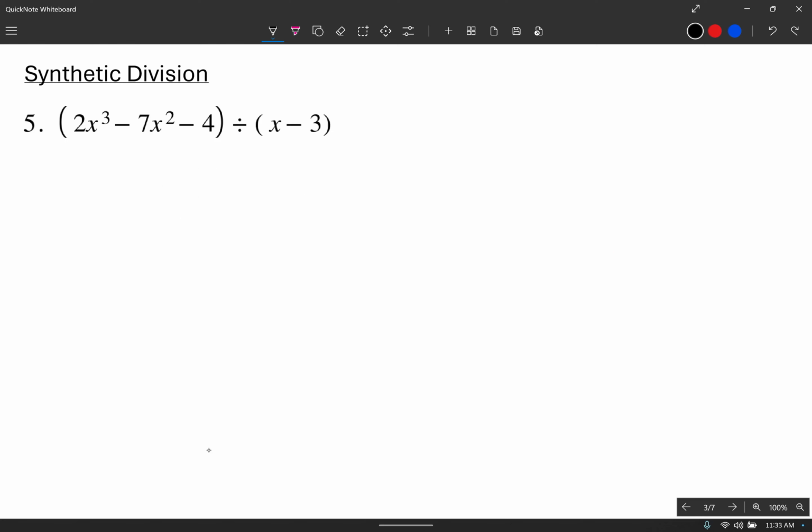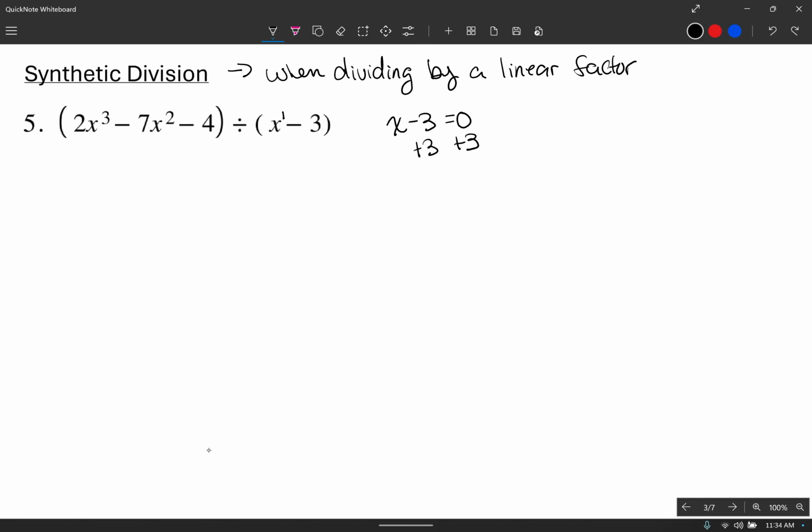Okay, let's talk about synthetic division. Now, you can only use synthetic division when dividing by a linear factor. Now remember, you're going to know if it's a linear factor if the degree of your binomial is 1. For instance, right here, I'm dividing by a linear factor because my degree is 1. So you're going to take what you're dividing by, set it equal to 0, and solve. So in that case, I get 3. That's going to go on the outside of a box that requires about 2 lines of work here.